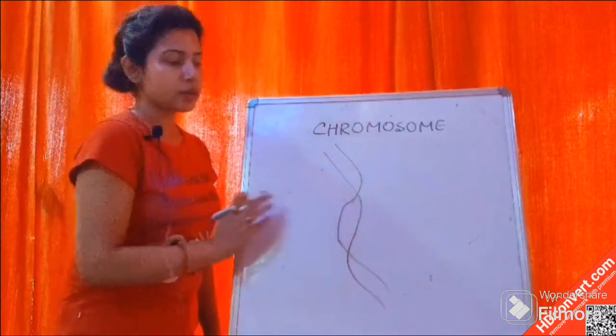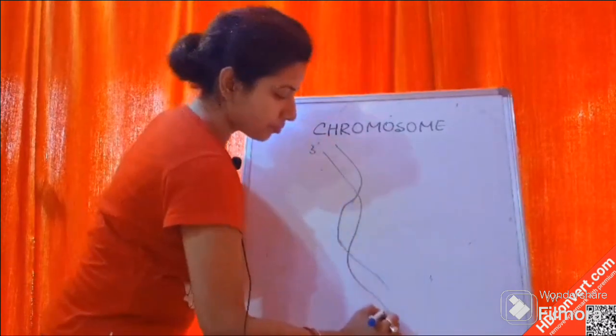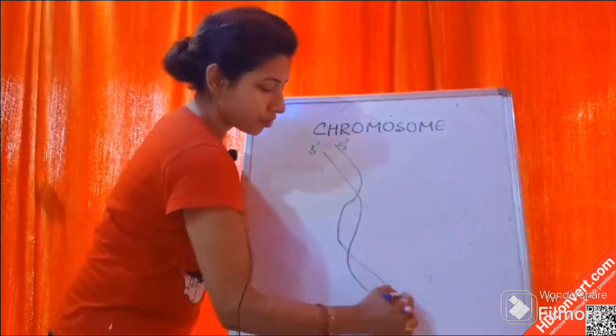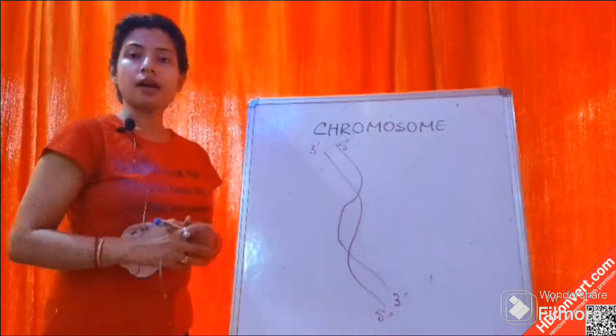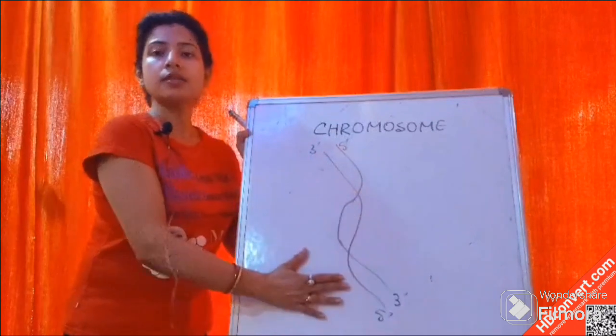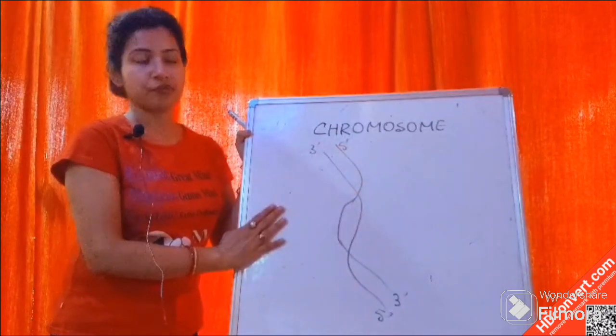These 2 strands are running anti-parallelly. That means if one strand is 3' to 5', then the other strand is 5' to 3'. They wind around one another like a double helix. So, DNA structure is a double helical structure given by Watson and Crick.